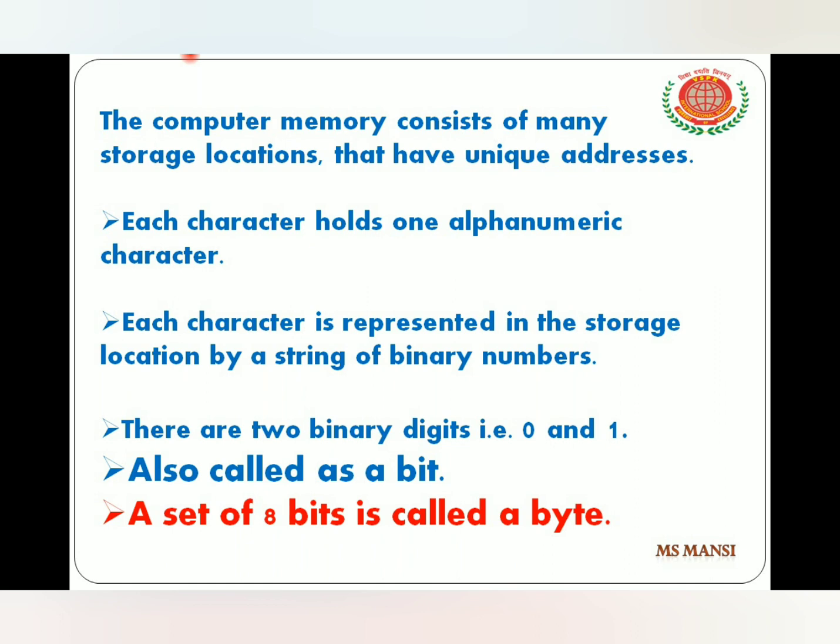There are two binary digits, that is 0 and 1. Our computer understands only 0 and 1, and 0 and 1 are binary digits. These are also called bits, and a set of 8 bits is called a byte.